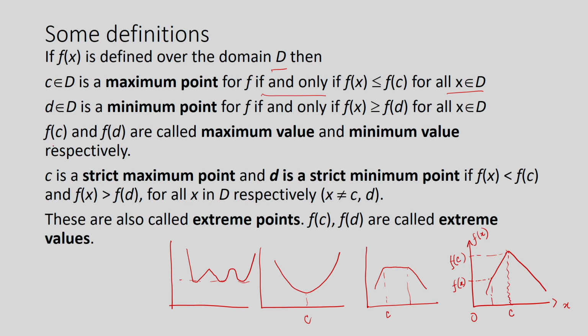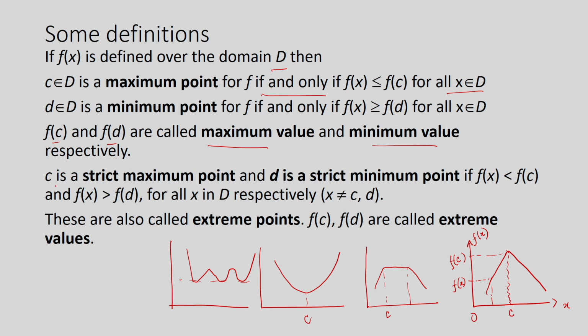Remember c and d are maximum and minimum points. So, f(c) is the value of the function at the maximum point, f(d) is the value of the function at the minimum point. These are called, in short, maximum value and minimum value respectively. Okay, these are cases of maximum point and minimum point.